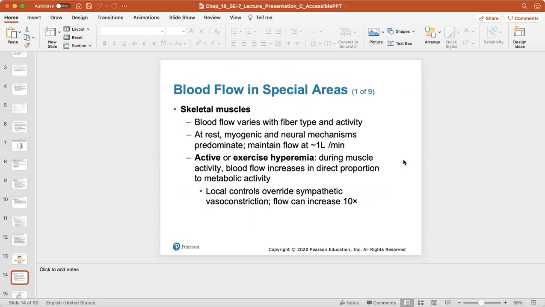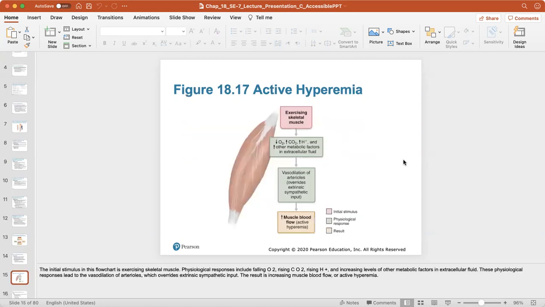Blood flow in special areas. So we have skeletal muscles. The blood flow varies with the fiber type and activity. At rest, your myogenic and neural mechanisms will predominate, and they maintain a flow at about 1 liter per minute to all your skeletal muscles. But in active or exercise hyperemia, during muscle activity, blood flow will increase in direct proportion to metabolic activity. So your local controls will override the sympathetic vasoconstriction, and flow can increase up to 10 times.